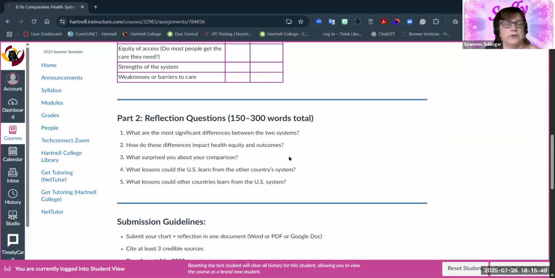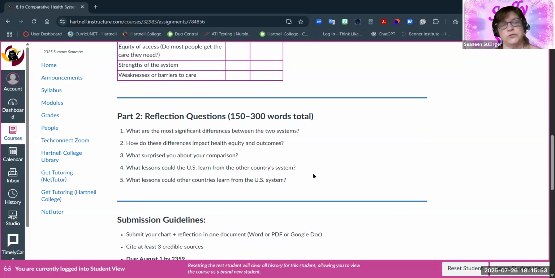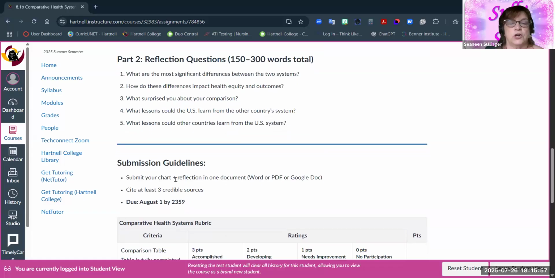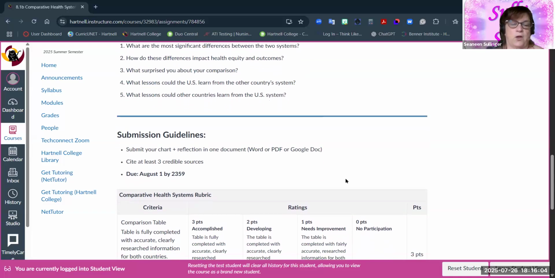And what surprised you about your comparison? What lessons could we learn from other countries? What lessons could other countries learn from the United States? And so just submit your chart and the reflection in one document or two, whatever works for you, three credible sources, due by August 1st.